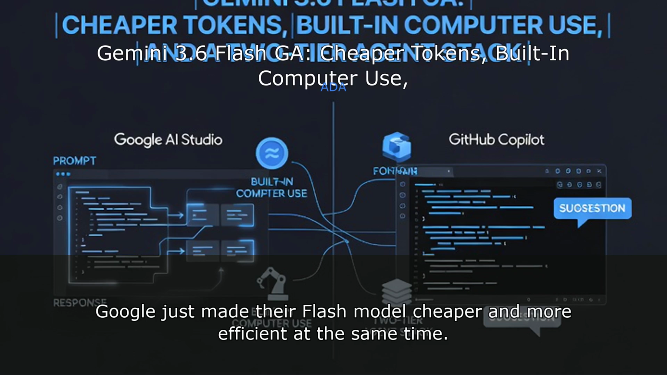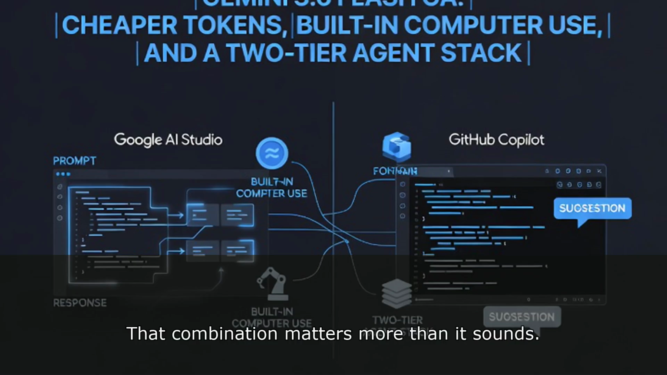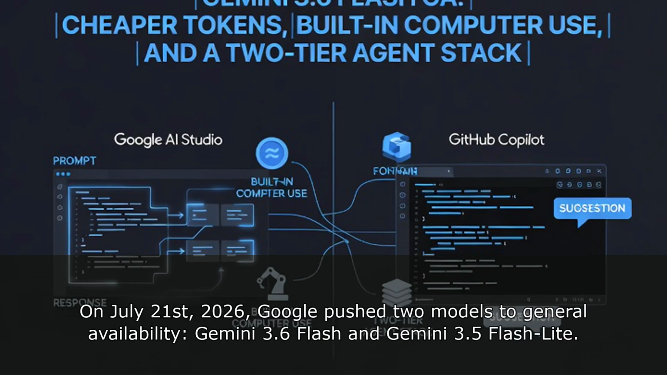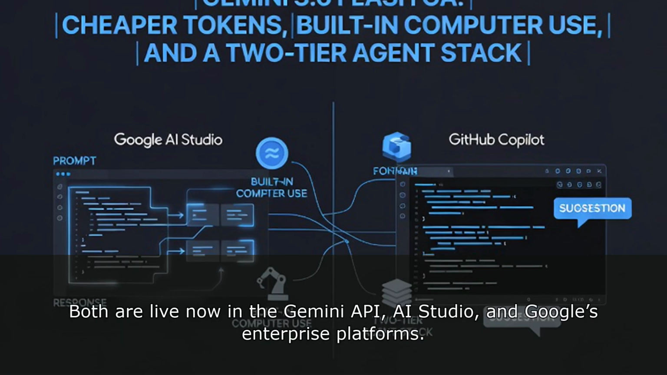Google just made their Flash model cheaper and more efficient at the same time. That combination matters more than it sounds. Here's what actually changed, what the numbers mean for your infrastructure bill, and whether you should touch your production config on Monday. On July 21st, 2026, Google pushed two models to general availability, Gemini 3.6 Flash and Gemini 3.5 Flashlight.